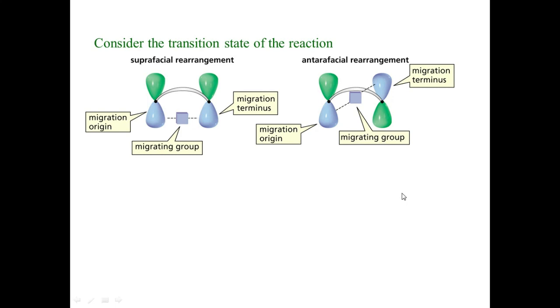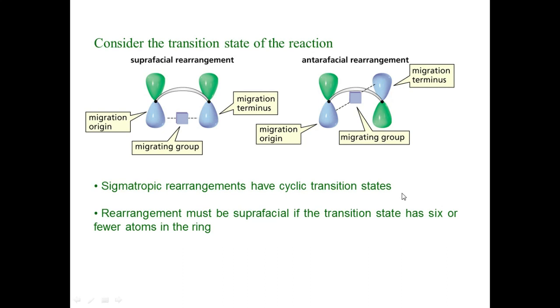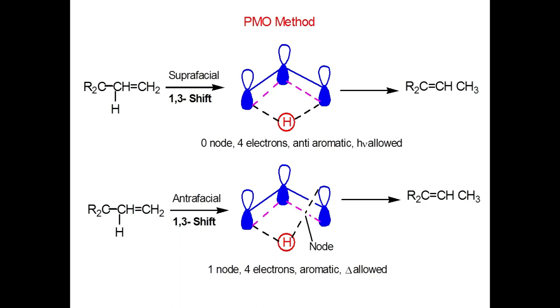Consider the transition state reactions, the suprafacial reaction, the migration origin, the migration terminus. So the antarafacial reaction also is like this, see like this. The sigmatropic reaction has a cyclic transition state, and the rearrangement must be suprafacial if the transition state has six or fewer atoms in the ring. So the PMO method, with some examples for 1,3 shifts, 1,3 suprafacial reactions and antarafacial reactions.